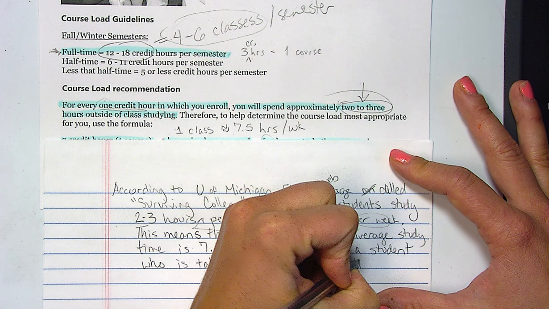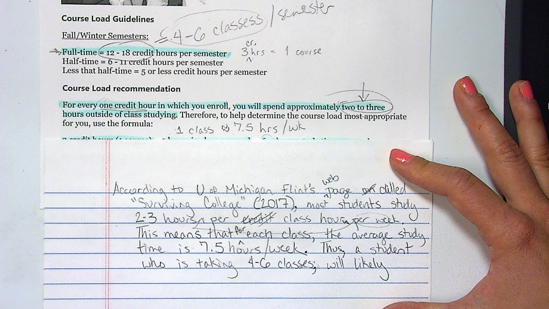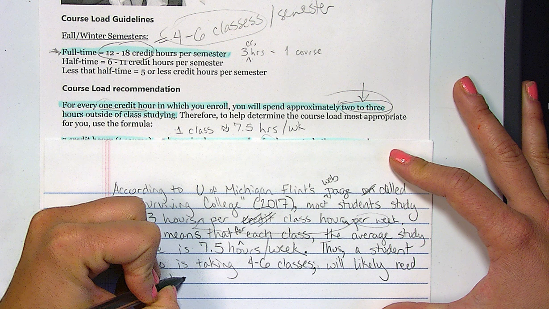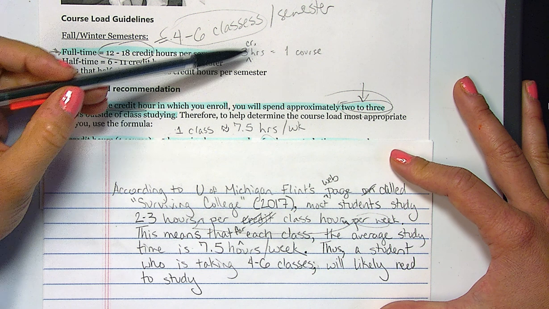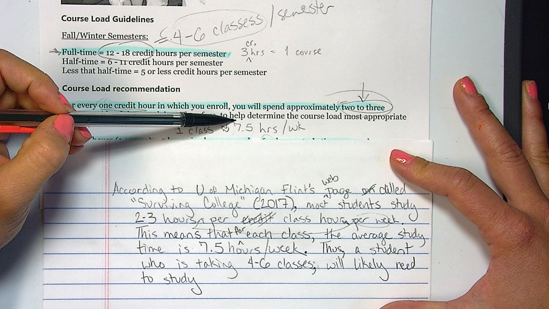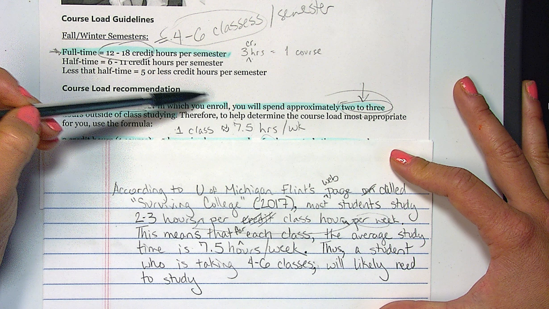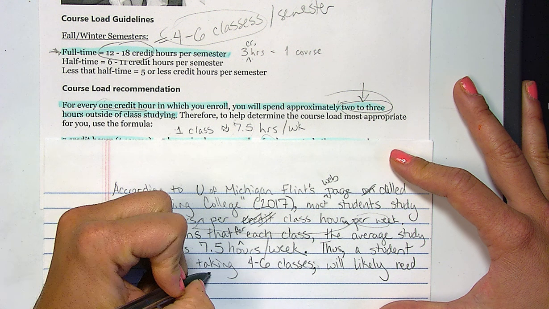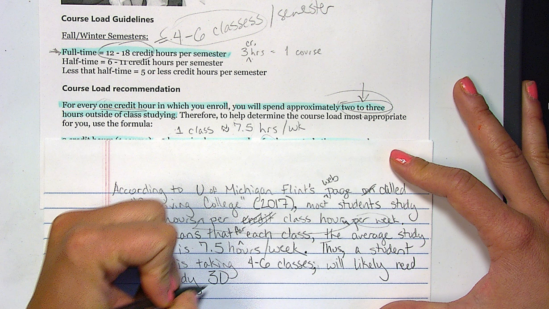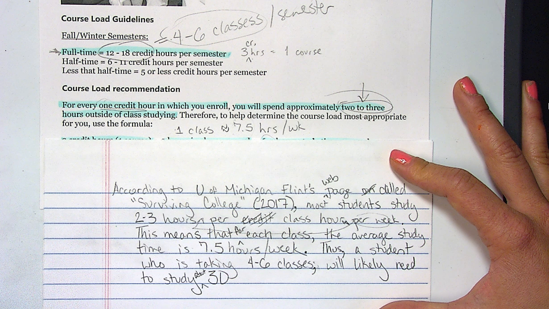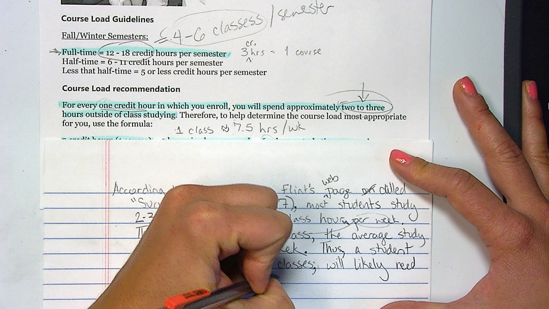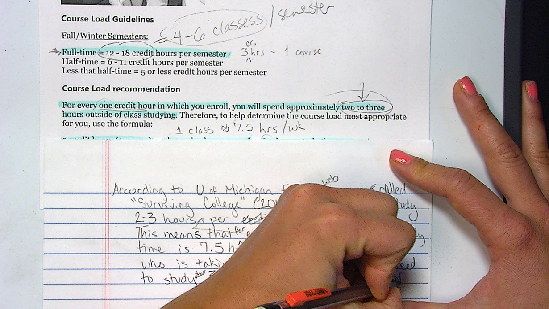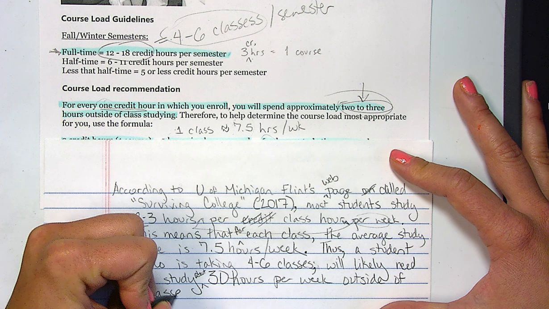will likely, which means probably, will likely need to study, let's see, I've got 7.5 hours for one class, so 7.5 times 4 would be 30. You can check my math, I didn't use a calculator. And maybe I'll say about, because we know that that's the average. About 30 hours per week outside of classes, because I have more than one.